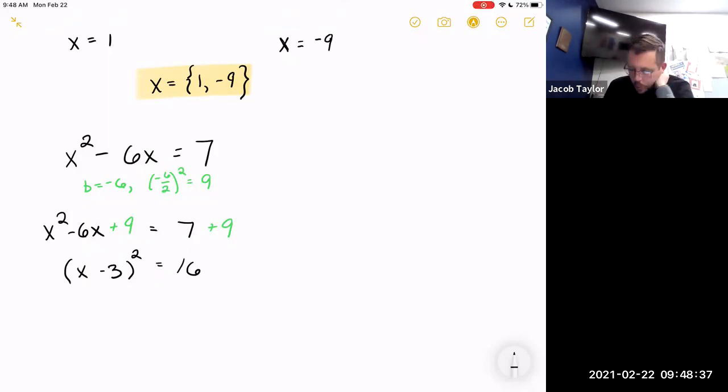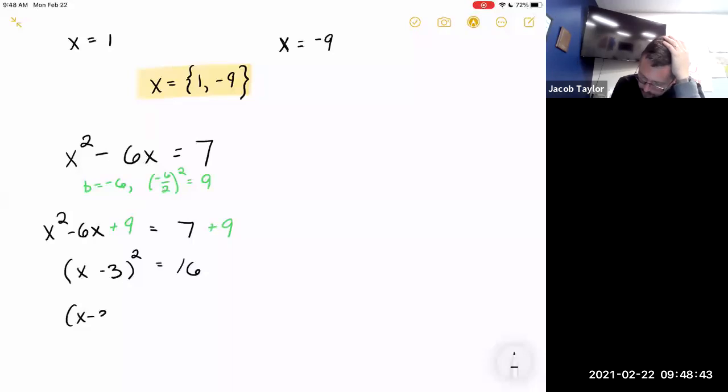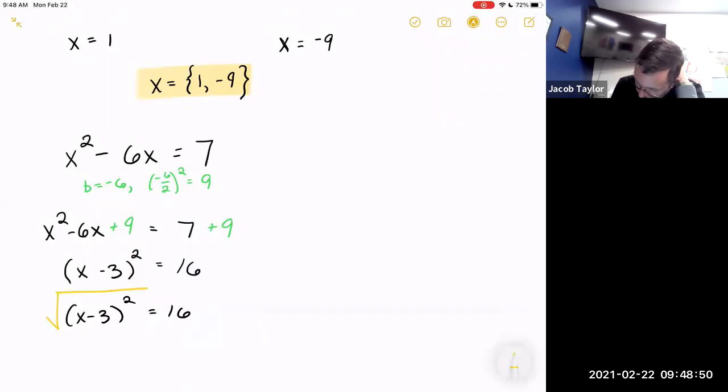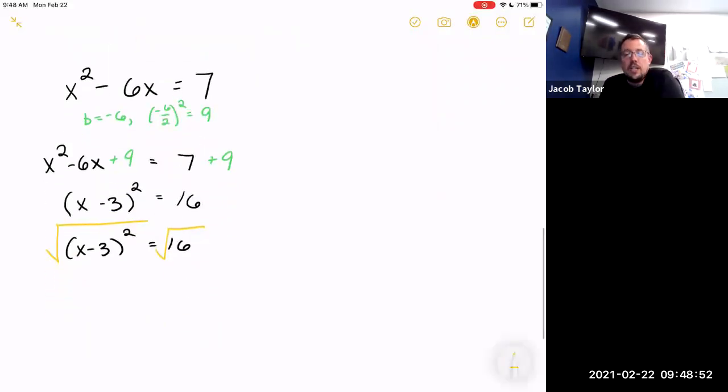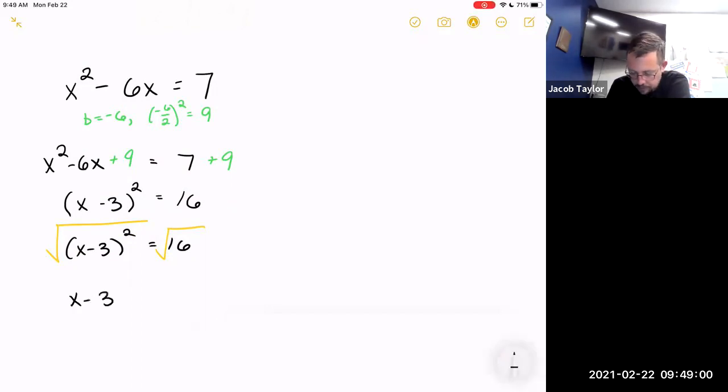Yo, let's go. Now what? Square root property. Take the square root of both sides. Taking the square root of the left side is really easy. If you take the square root of something that is squared, the square root and the squared cancel out, and we're left with just x minus 3.